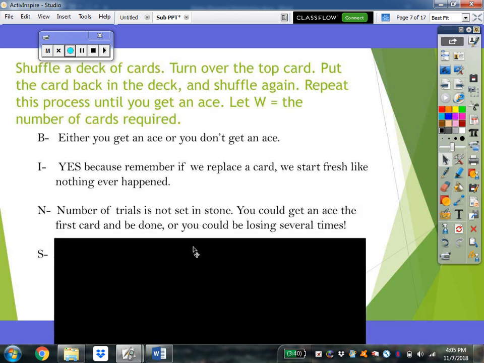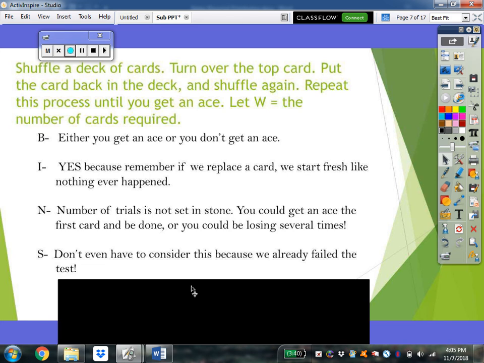And then we get to N. Here, the number of trials is not set in stone, because think about it. You could either get an ace on your first card and be done, or you could keep going several times until you actually get an ace. So you can't say that you have to do this 3 times or 5 times, because you don't know when you're going to get the ace. So when you get to S, you don't have to keep looking, because you already know that it fails in the N portion, so automatically you're done. It's not a binomial distribution.